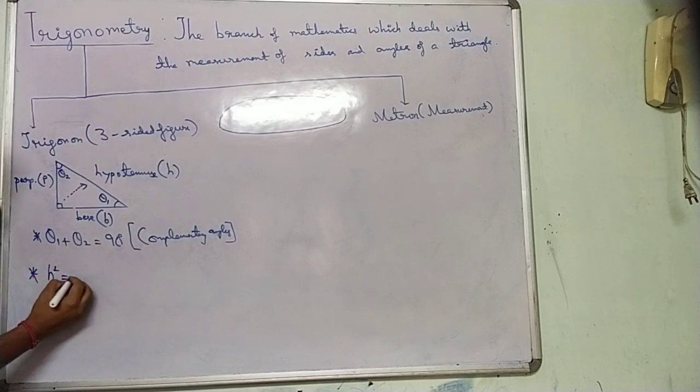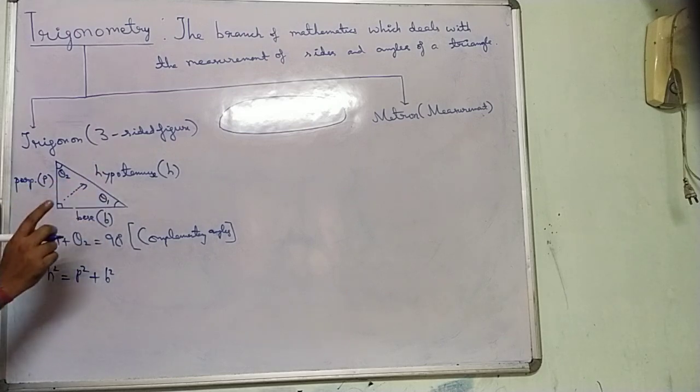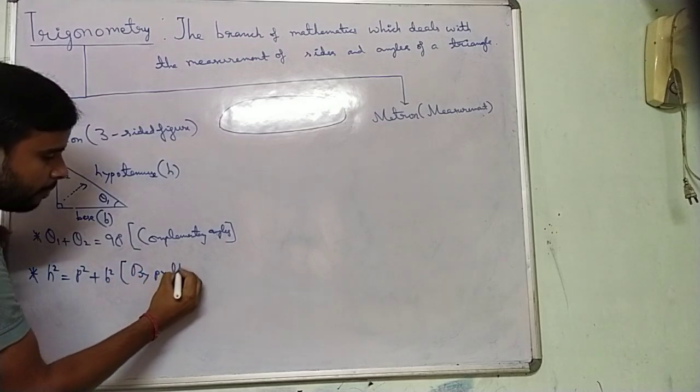And how are all these three sides related? They are related by the Pythagoras theorem, that is h square is equal to p square plus b square. I repeat, how are these three sides related? They are related by the Pythagoras theorem, that is h square is equal to p square plus b square.